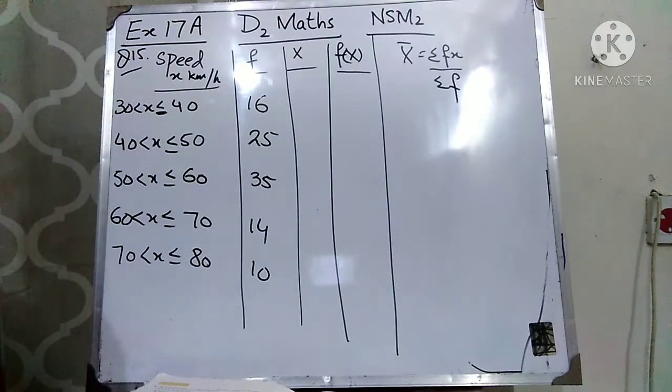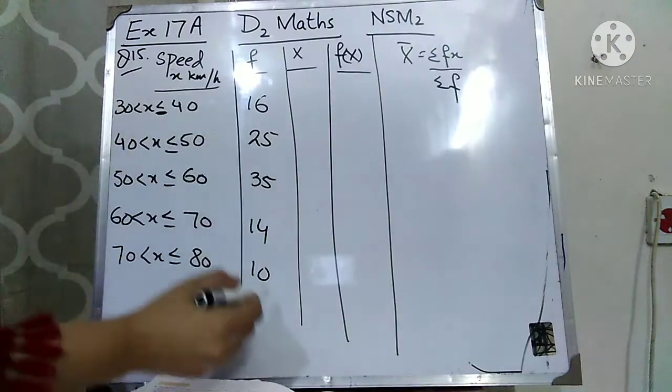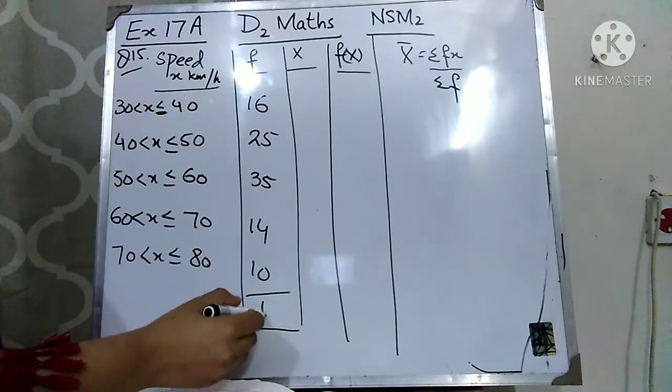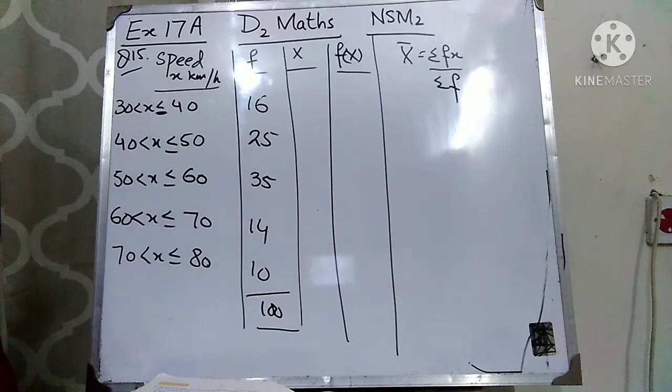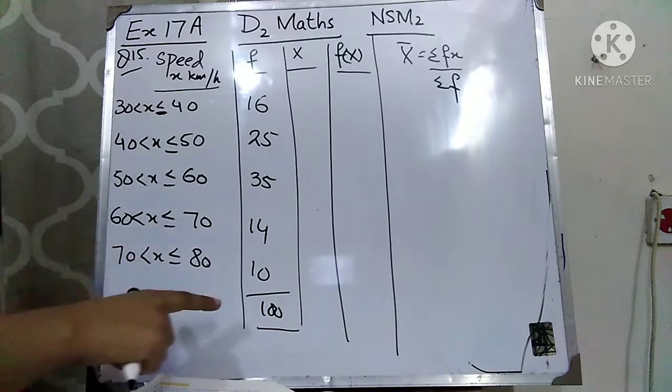Students, they have told you that the speed in kilometer per hour is of 100 vehicles. It means that these are the vehicles. So when you add these vehicles, you will get 100. You can check with the help of a calculator that when you add them, you will get 100, because it's given in the question that there are 100 vehicles. So 16 plus 25 plus 35 plus 14 plus 10. When you add them, you will get 100.